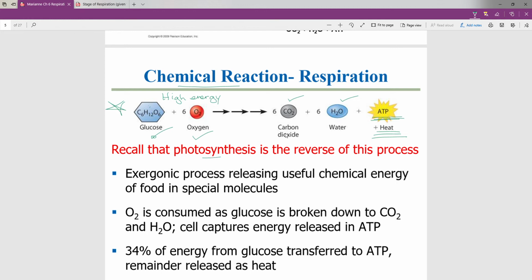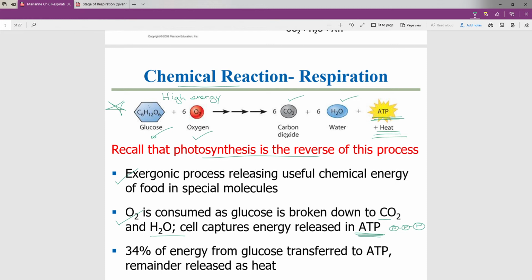So photosynthesis is the reverse. I've already said it. We've got it being an exergonic process that releases chemical energy. Oxygen is used as glucose is broken down, and it produces carbon dioxide and water, and the cell captures the energy released as the molecule of ATP, storing that energy between the second and third phosphate groups of the ATP molecule. And we talked about in chapter 5 how ATP becomes ADP to release that energy.